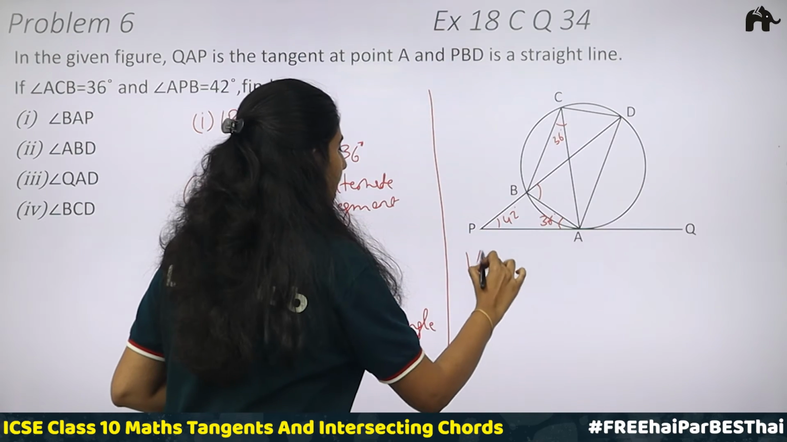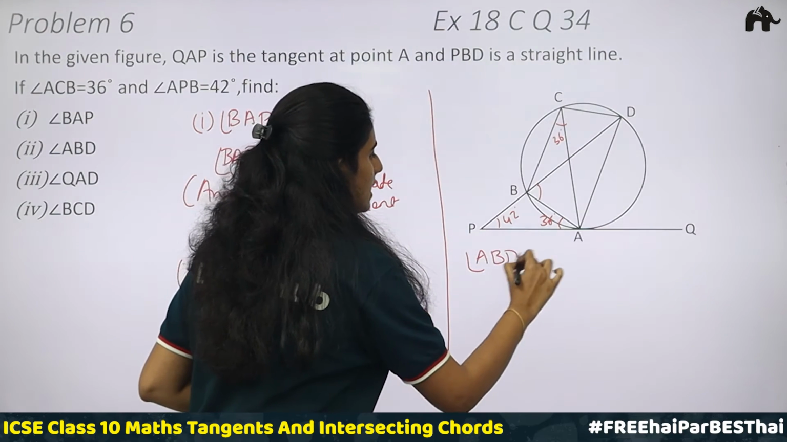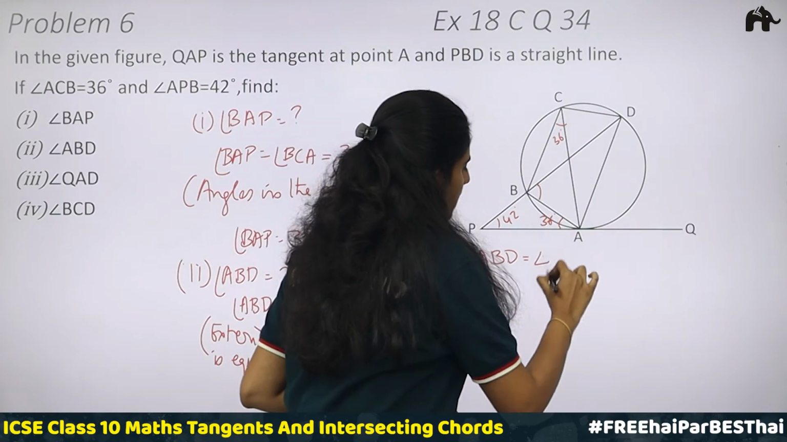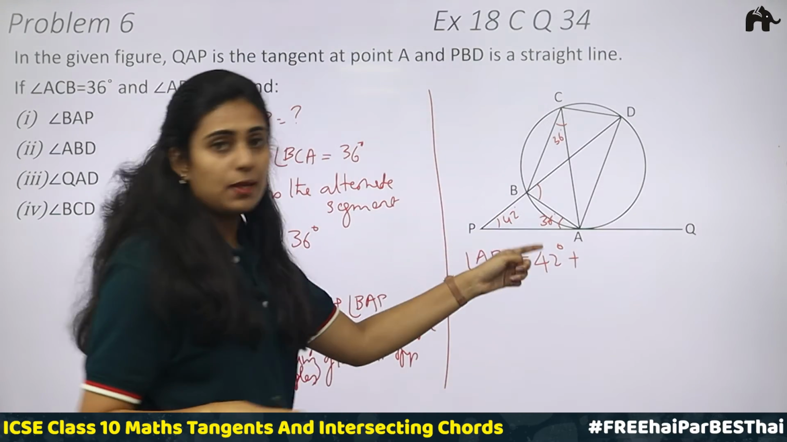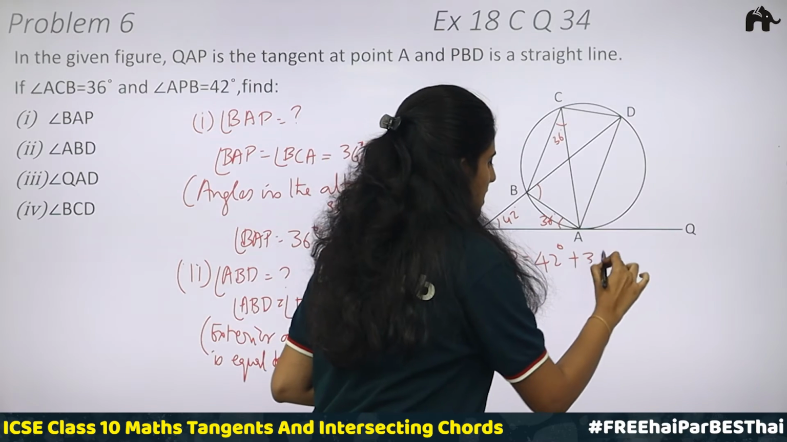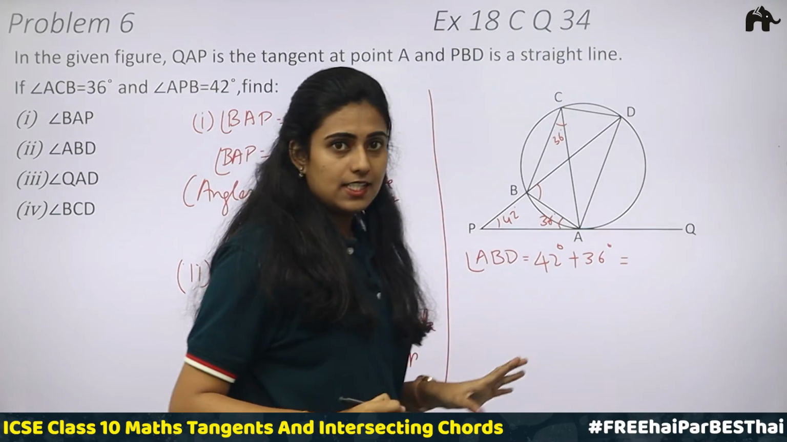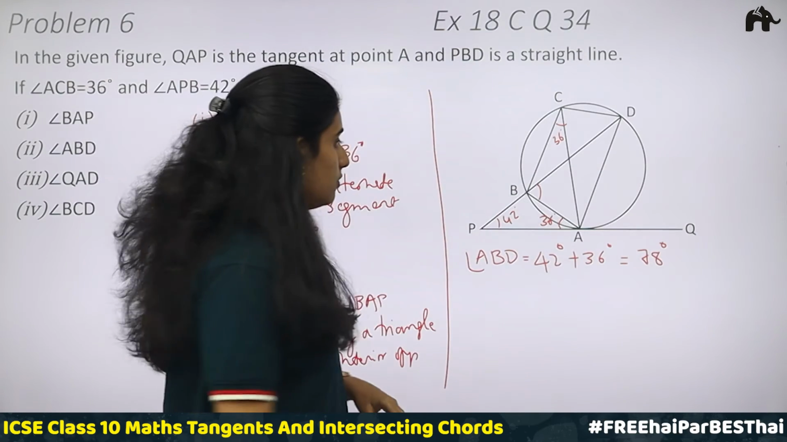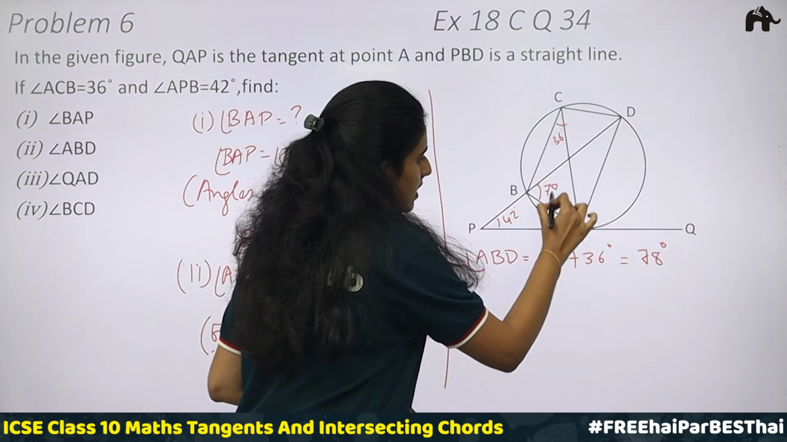Angle ABD is equal to BPA. BPA is 42 degrees and BAP is 36 degrees. 42 plus 36 gives 78 degrees. Therefore, this angle is 78 degrees.